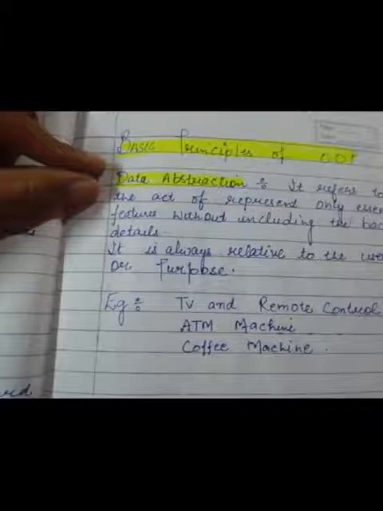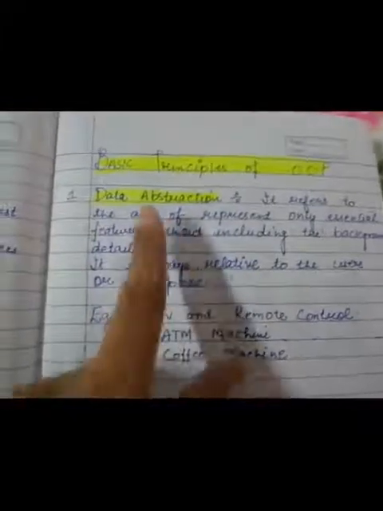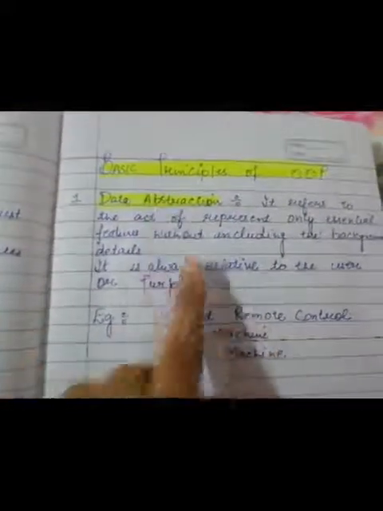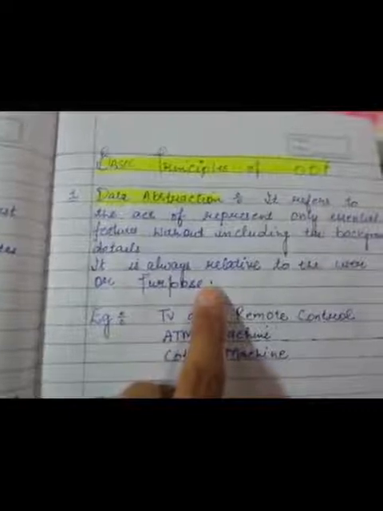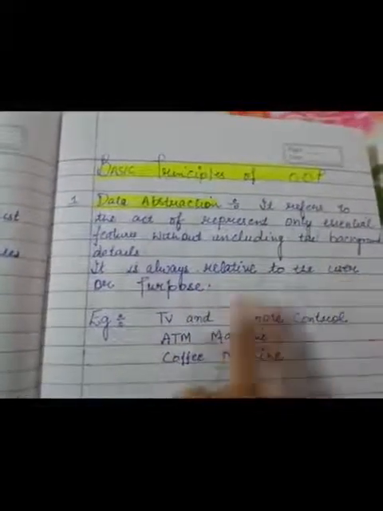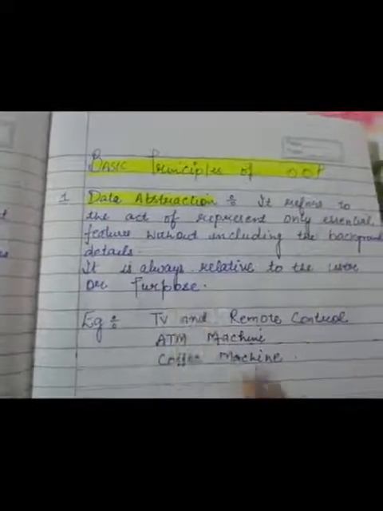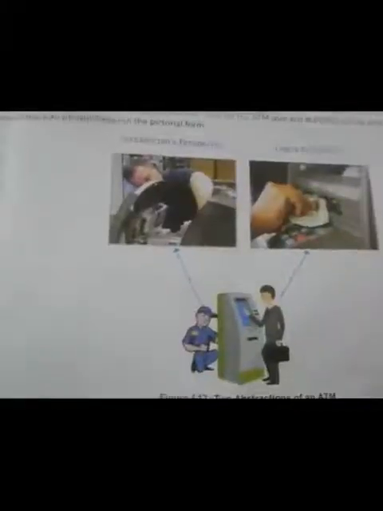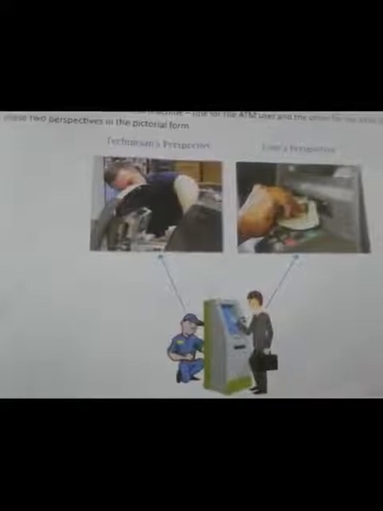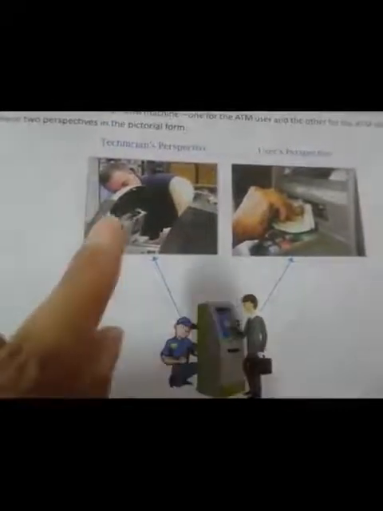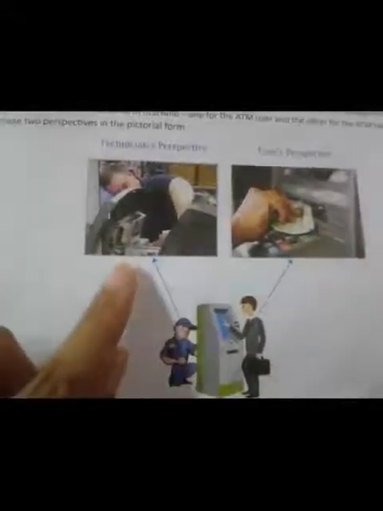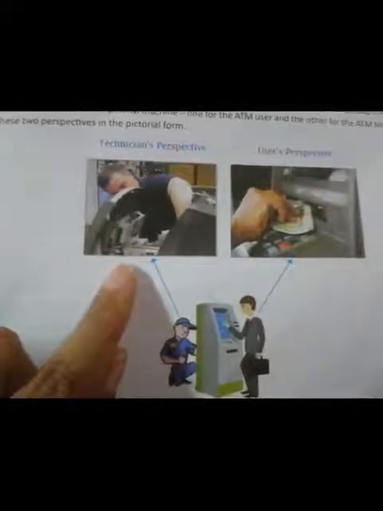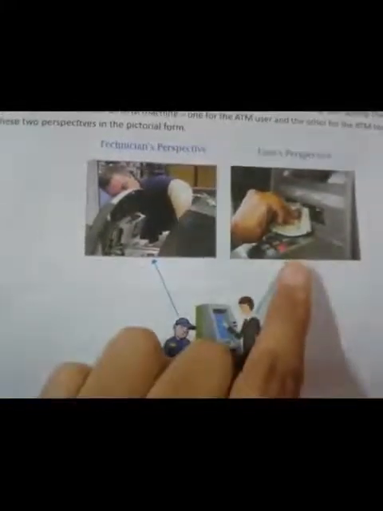So data abstraction is always relative to the user or purpose. So let's move to the example of data abstraction. Let me take an example of an ATM machine. So we have a diagram. In this diagram, we have a technician perspective and a user perspective.